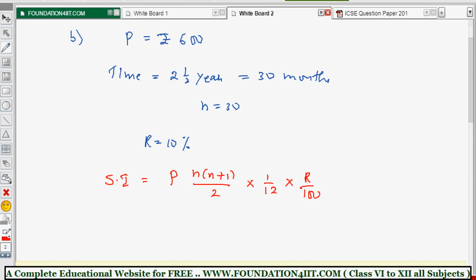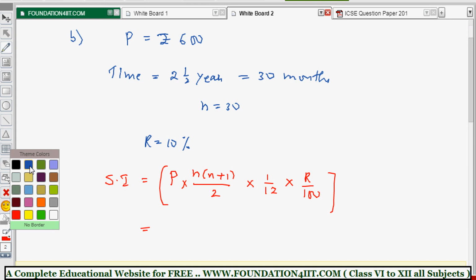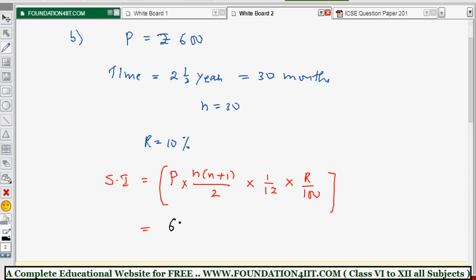Actually simple interest is PTR by 100. So in this case you need to apply this formula: P into (n plus 1 by 2) into 1 by 12 into R by 100. So any question is in the same format. Just substitute the values which are given. So P is 600, P value is given. 600 into (n plus 1), so 30 plus 1 is 31, by 2 into 1 by 12 into R is 10 by 100.